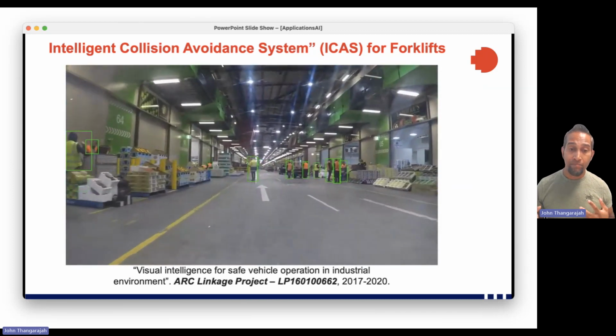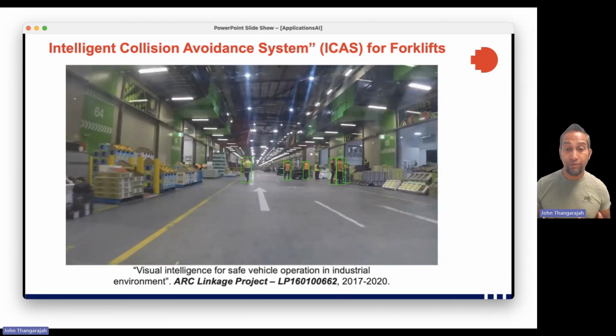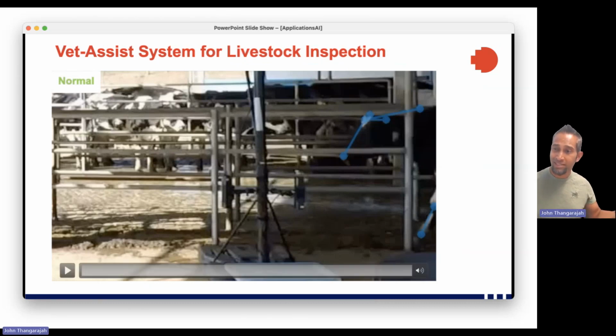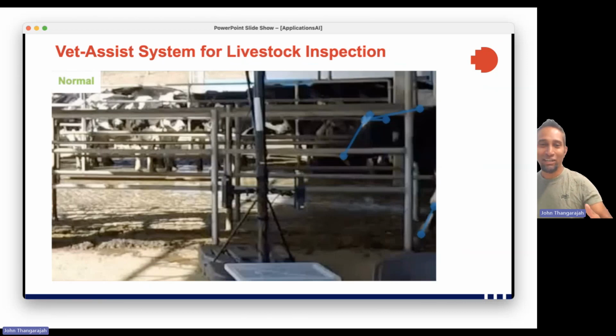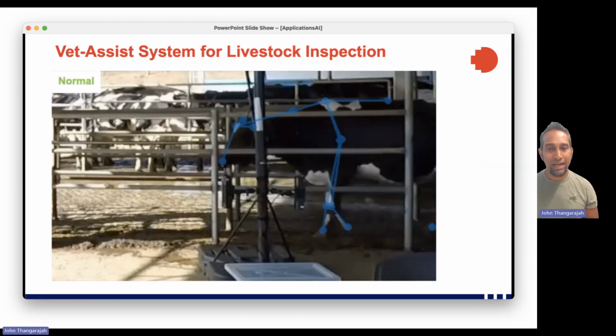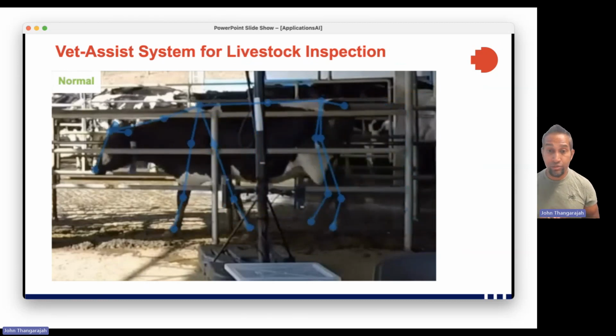because hazards when driving a forklift is actually quite common in these settings. So this was a linkage grant. Here's another example from hospitals to forklifts to livestock. So here we use computer vision to identify any potential issues with animals, right?